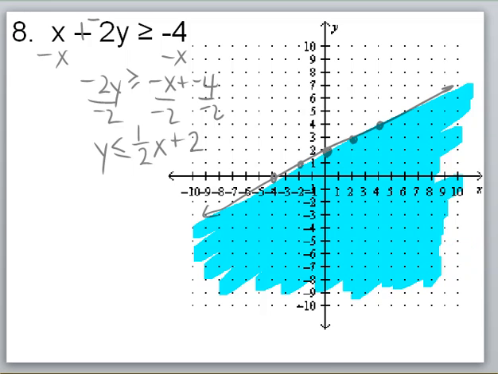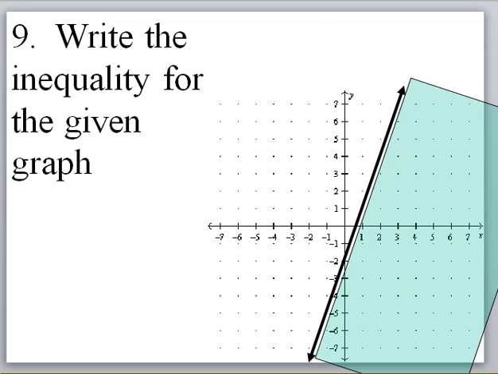Okay, writing an inequality for the given graph. This given graph is a line, so I know it's going to be y. And I'm going to say, well, it's shaded below the line, so I know it's less than. It has a solid line, so I know it's less than or equal to. It goes through at negative 2, so I know my b is negative 2.